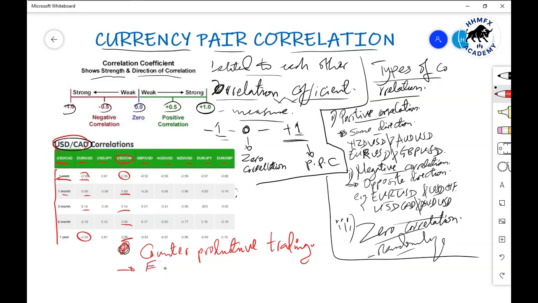At the same time you sell USD CHF. Now Euro USD and USD CHF have a negative correlation. So if you short them at once, one will be selling as you have done, and the other will be buying always. So when one is in profit, that profit from maybe Euro USD will be cancelled by the losses that you will get from USD CHF. So this is known as counterproductive trading.